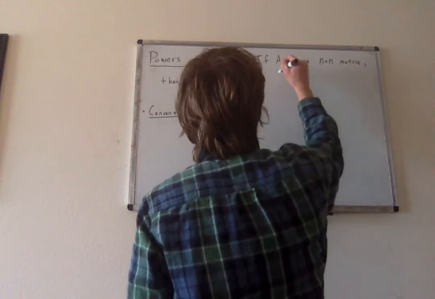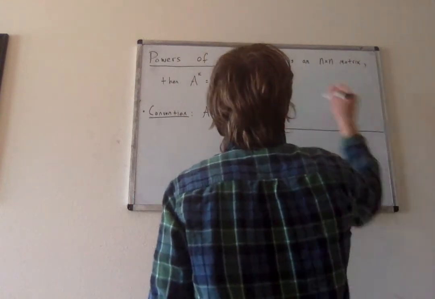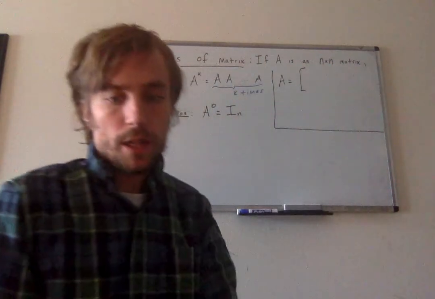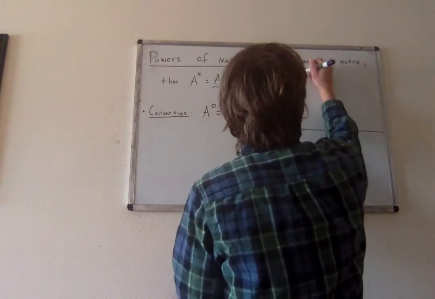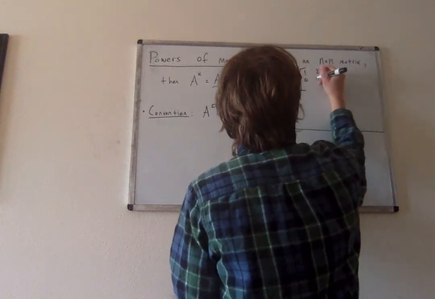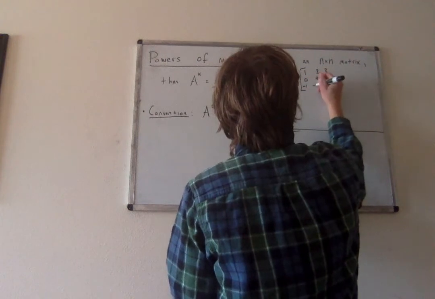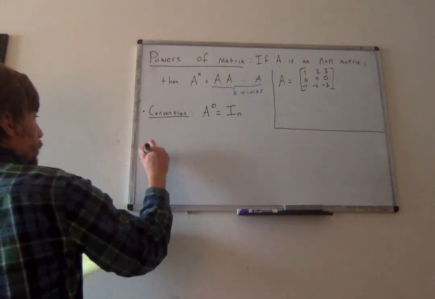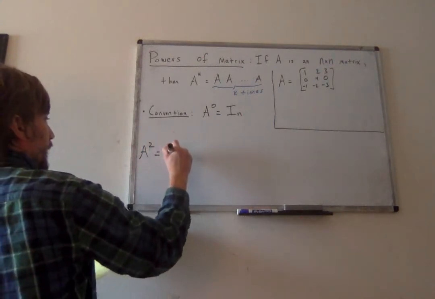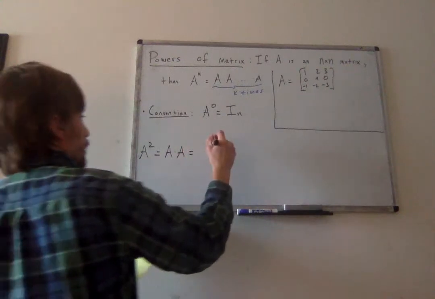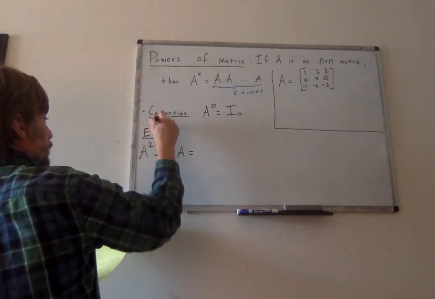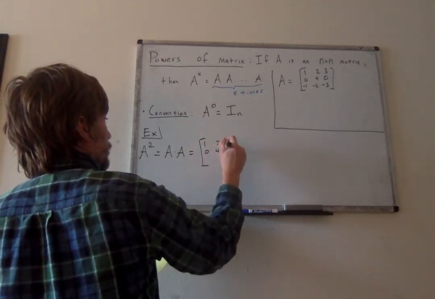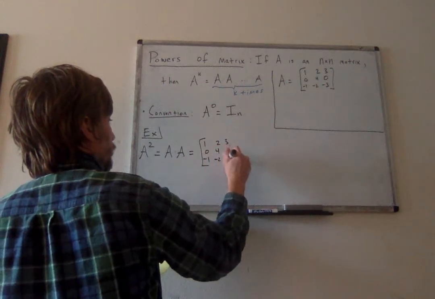So we'll do one example just to see how this works. I think I'm going to use this matrix again in a second, so I'll box it off there. Let's say A was equal to the matrix 1, 2, 3, 0, 4, 0, negative 1, negative 2, negative 3. So then A squared equals A times A. Example. And so this is, again, 1, 2, 3, 0, 4, 0, negative 1, negative 2, negative 3.